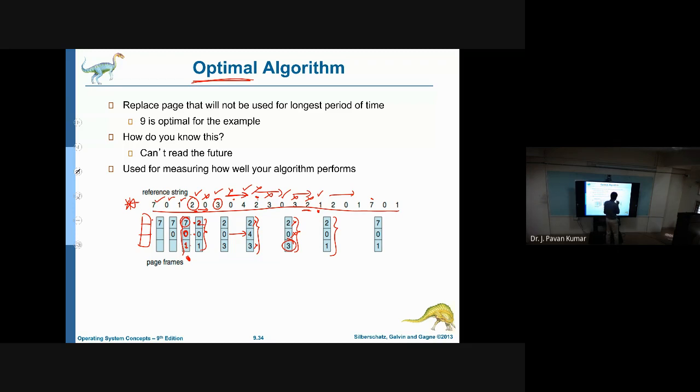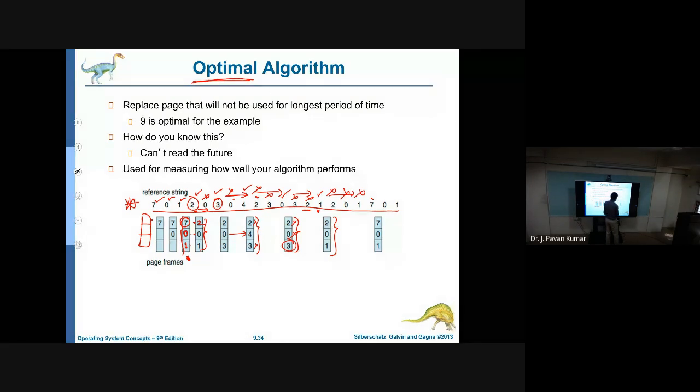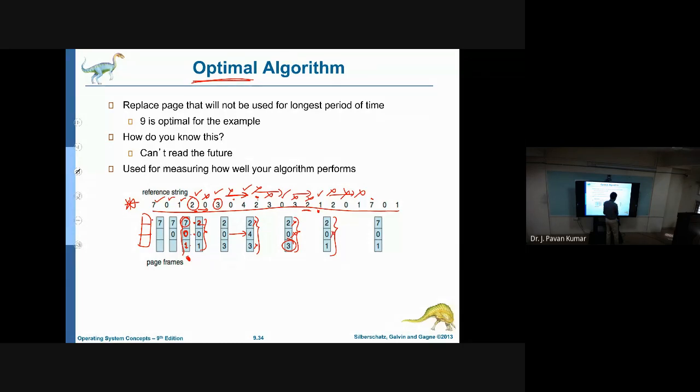Now 2 means no page fault. 0 no page fault. 1 no page fault. Next 7, page fault will occur. What will we be choosing? 0 we are referring in the future after 7, so 0 we will not select to replace. 1 we are referring, so 1 also we will not choose, but 2 we are not referring, so 2 can be replaced with 7. Now how many page faults occurred? 1, 2, 3, 4, 5, 6, 7, 8, 9. Okay, total 9 page faults occurred.